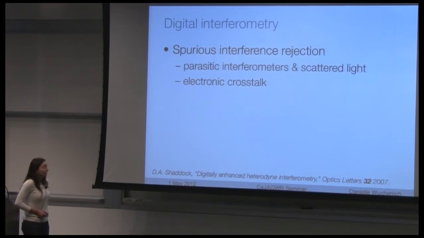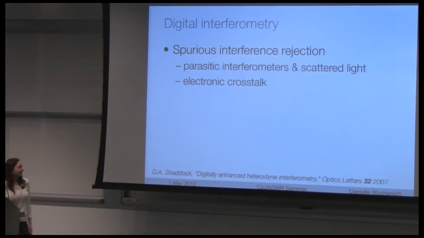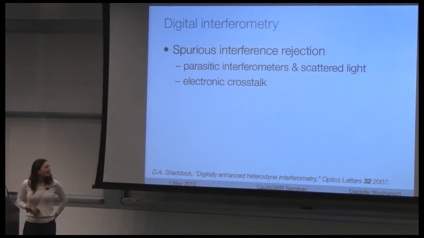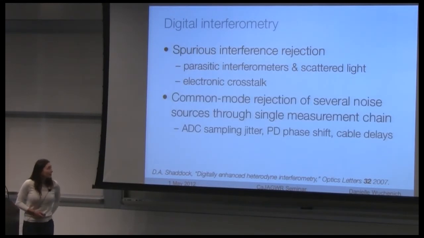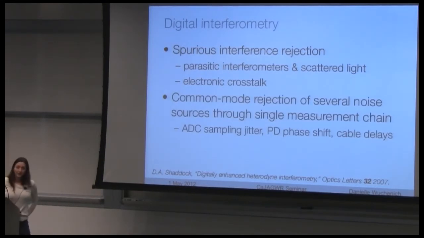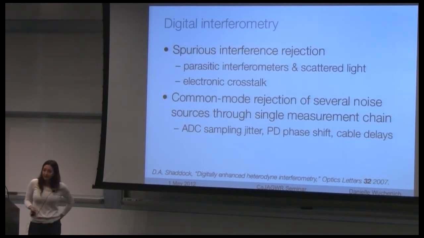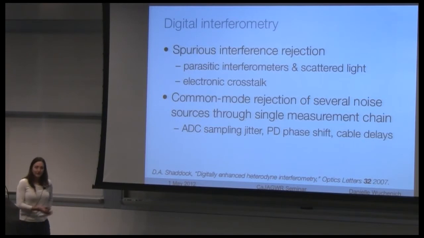First is spurious interference rejection. So parasitic interferometers scatter light sources. This can be a huge problem in heterodyne interferometry, trying to get rid of any of these problems. Another thing is electronic crosstalk. You get a really high common mode rejection of several noise sources through a single measurement chain. So if you were using multiple photodetectors or different ADCs, you could have ADC sample jitter, or you could have phase delays due to thermal fluctuations of your cables or something.